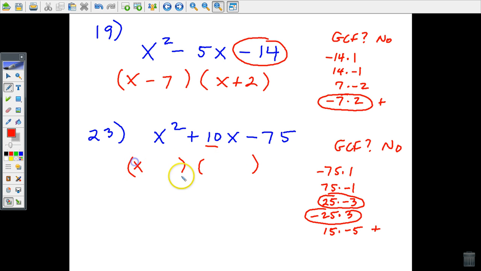And so my factoring is x plus 15, the 15 is positive, and x minus 5, 5 is negative. And yeah, I can make sure I'm right. Just use the FOIL method, and you should get this.